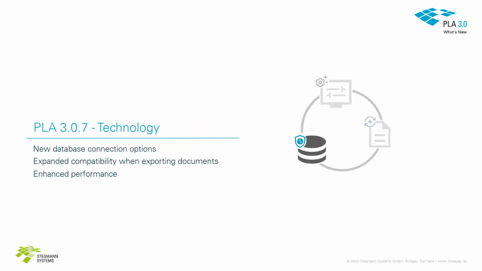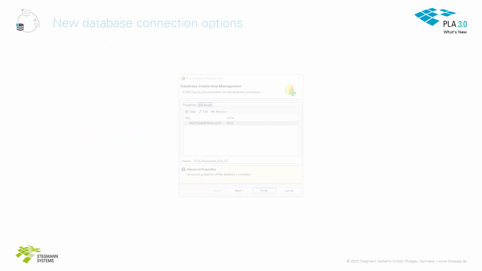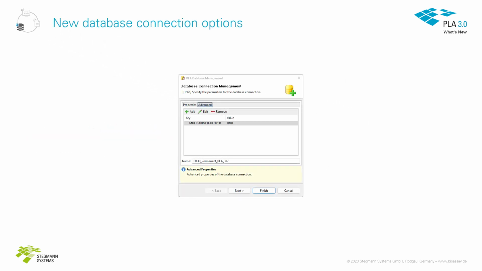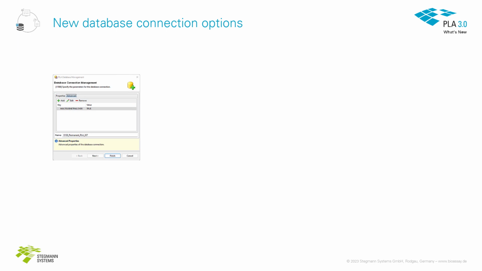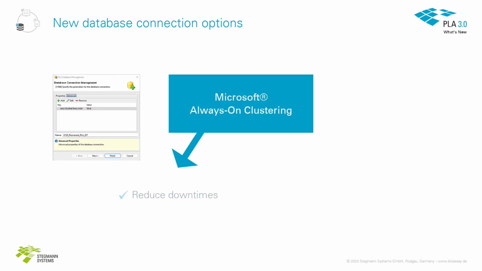Finally, PLA 3.0.7 also supports the newest technology to keep your system secure, reliable, and performant. In PLA 3.0.7, you can now provide additional parameters to control the connection to an SQL database. This, for example, allows you to set up Microsoft Always-On clustering.